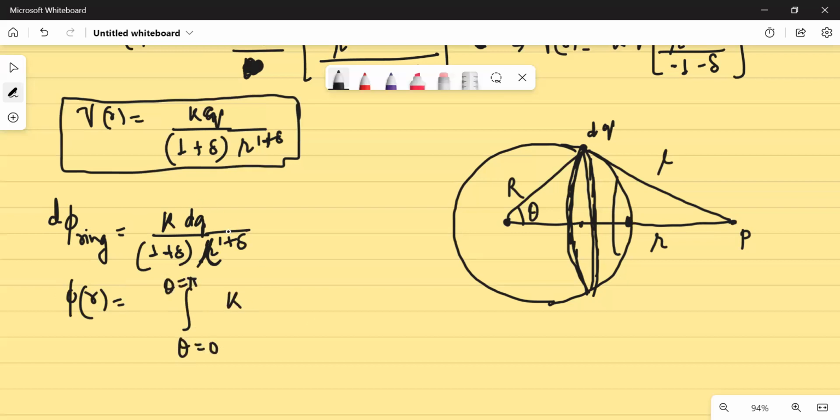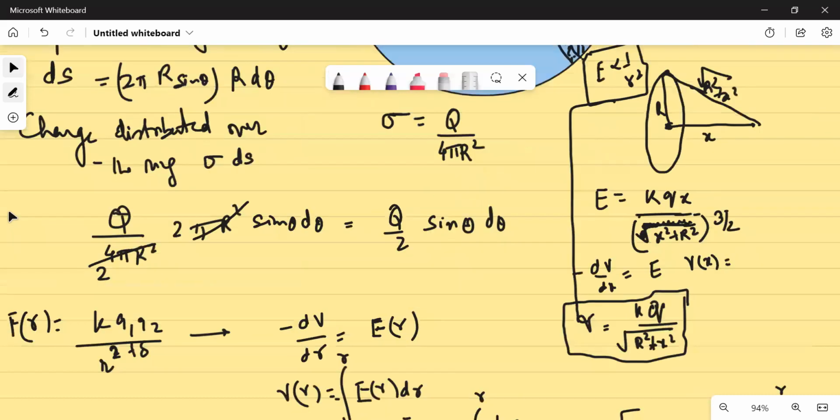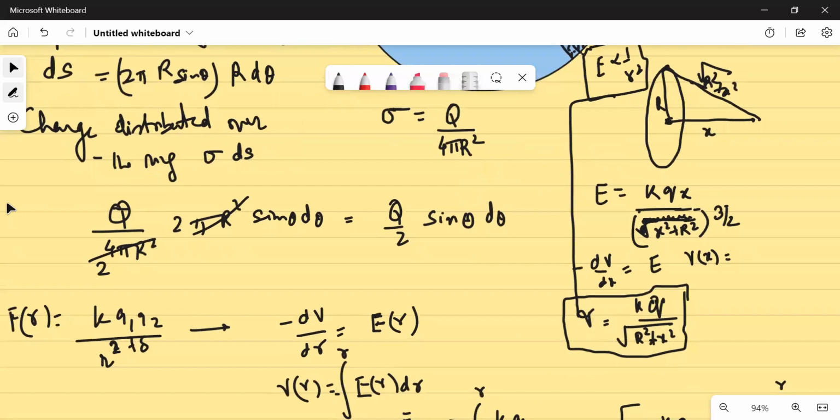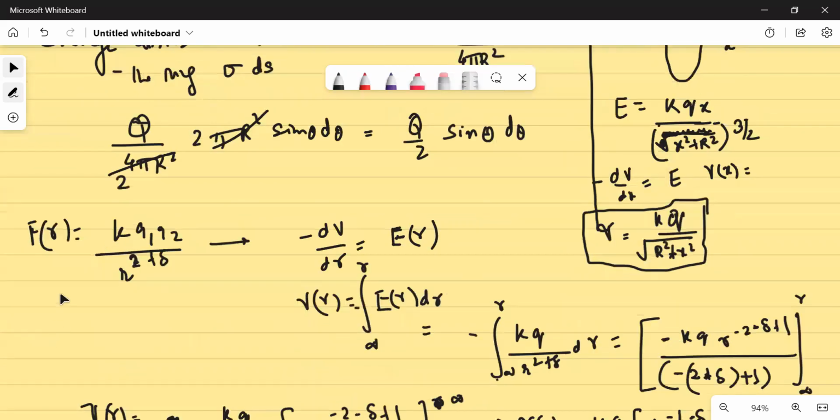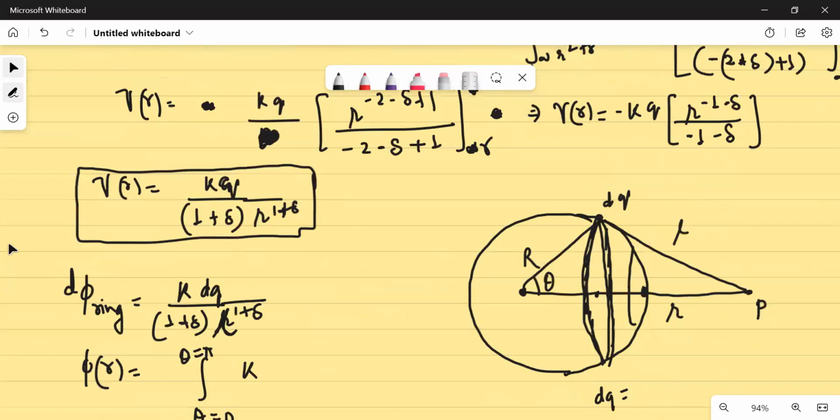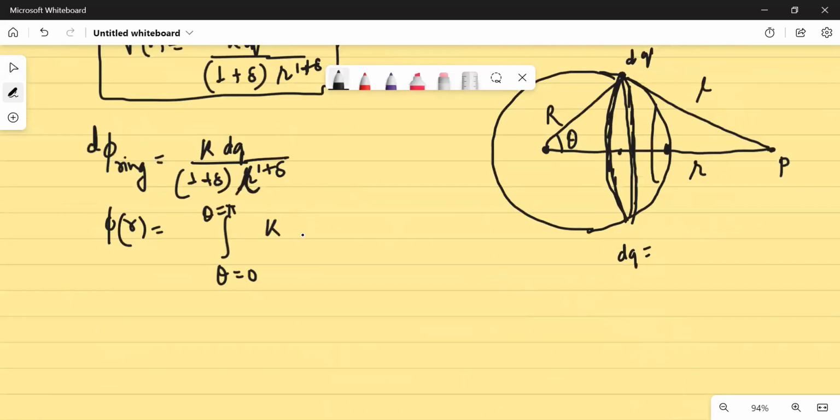And this will be k. What is my dq? I will have to see, वो शायद कहीं ऊपर लिखा है हम लोगों ने. So dq is, I think, q sine theta d theta divided by 2. So this will be q by 2, I will write here, q by 2 sine theta d theta, and I have this 1 plus del, L to the power 1 plus del.